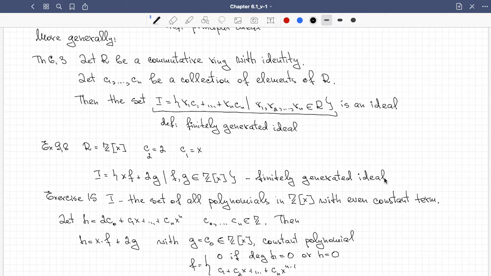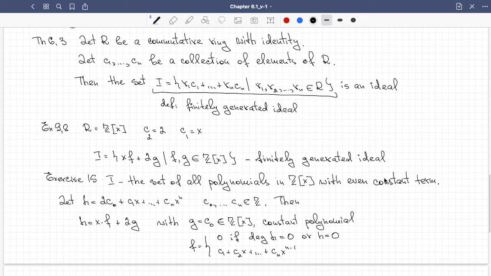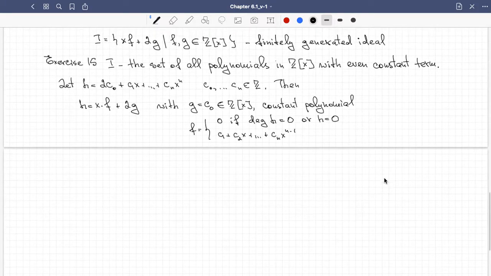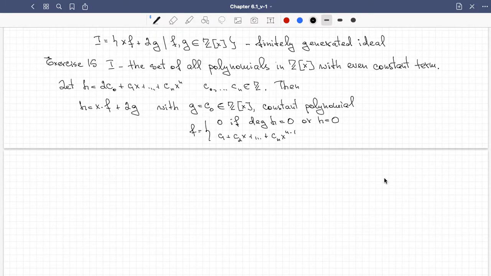And now a more interesting statement which the book somehow does not emphasize, that this ideal is not principal. So let me prove it, continuing this example as a proposition. I is not a principal ideal.